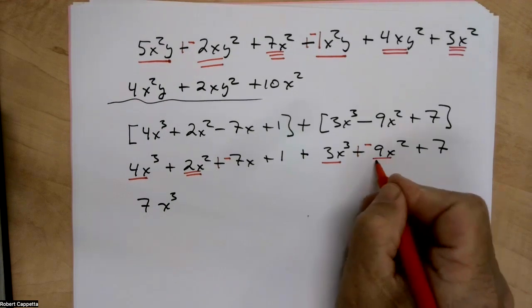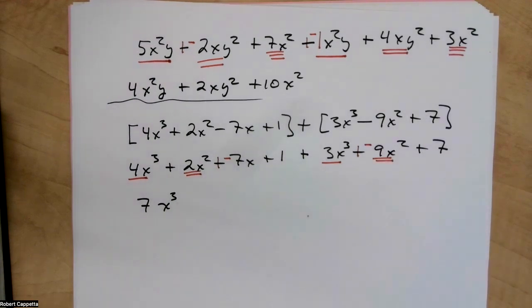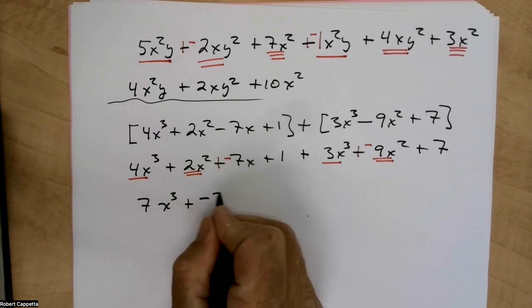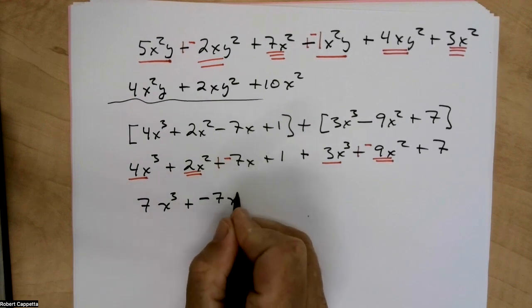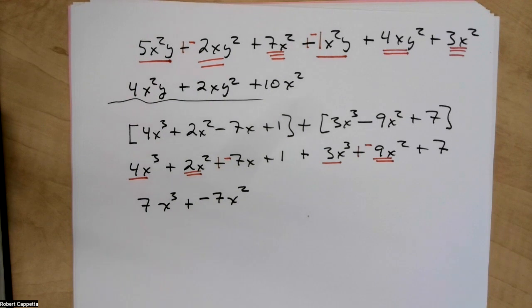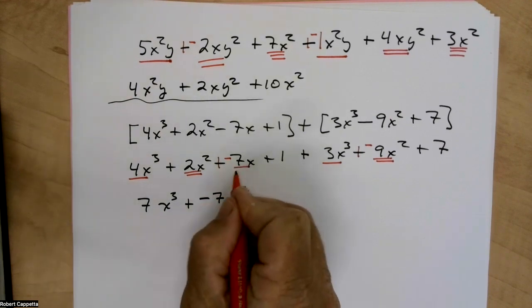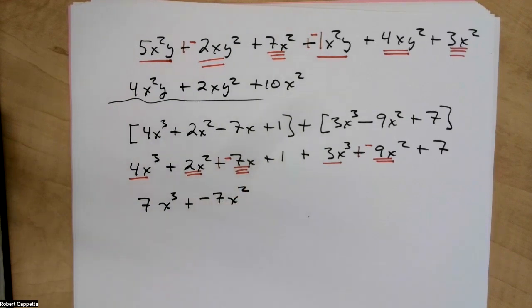Then let's look for the x squareds. 2x squared and negative 9x squared. 2 plus negative 9, negative 7x squared. A lot of 7s in this problem, because look at what I have next. Now I have x's. How many x's do I have? I only have this one right here. That's the only x that I have. So that's plus negative 7x.